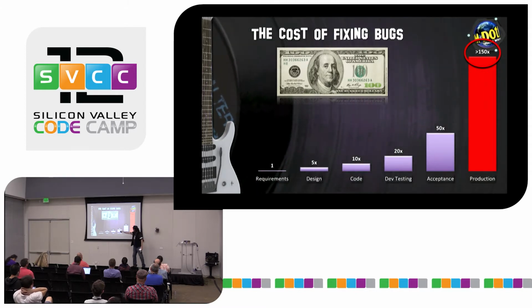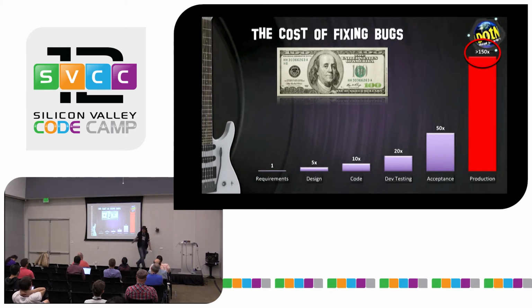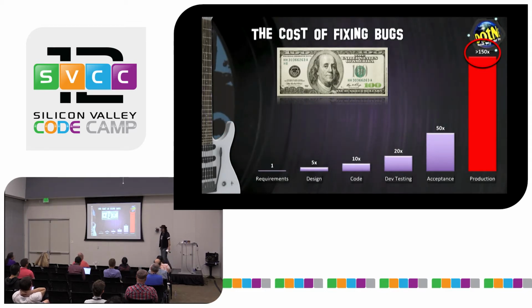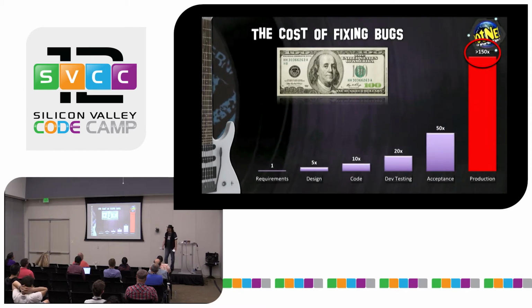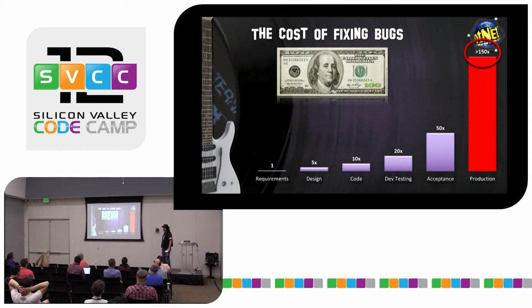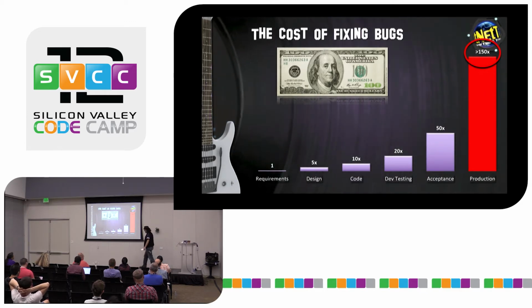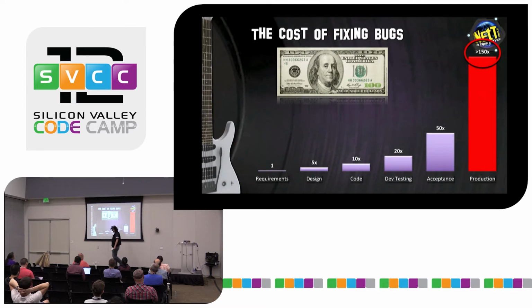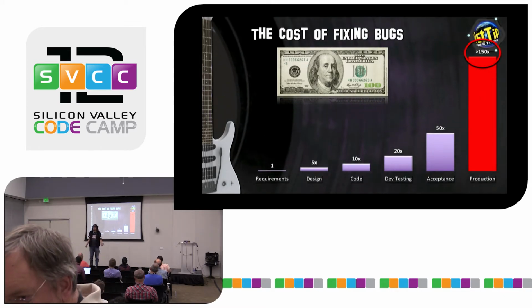If you just fixed it there, or even here, it would be better. But if a user finds it, it's very expensive for a company, okay? So if you just practice what I'm preaching in this talk, you're going to make that a heck of a lot better, okay?